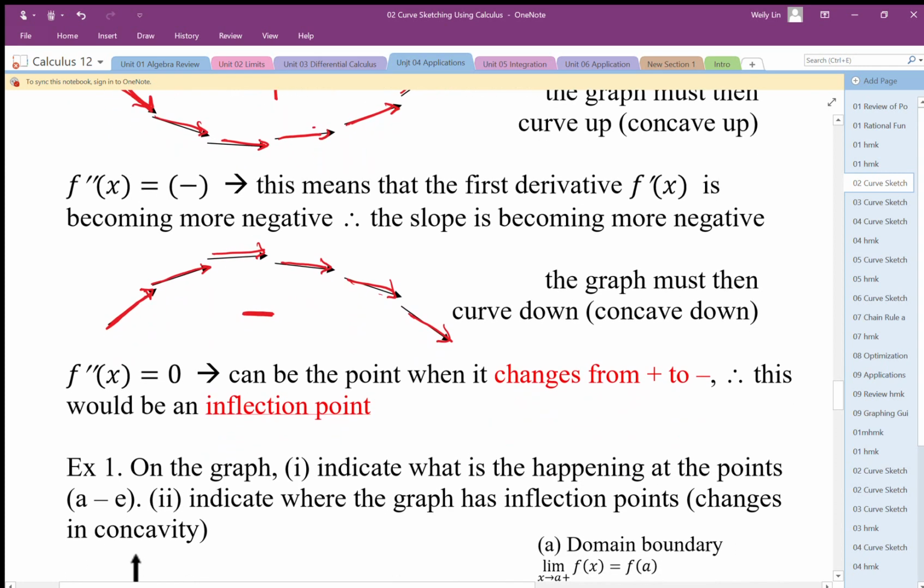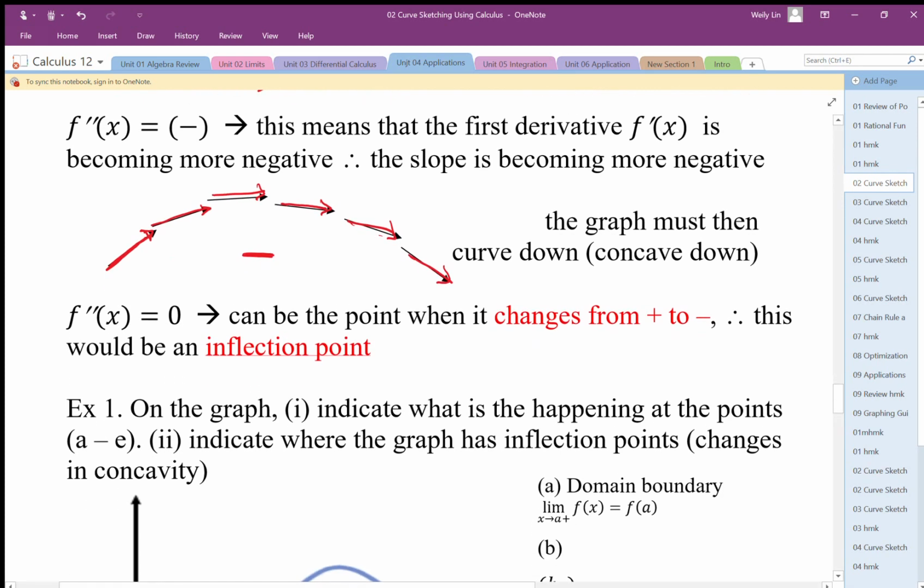And where the second derivative is equal to 0, this is a potential change of positive to negative concavity, or an inflection point. Okay? Now we have to be careful because we cannot assume that second derivative equals 0 is an inflection point, but it's an indication that it could be, and we still have to check for concavity change.